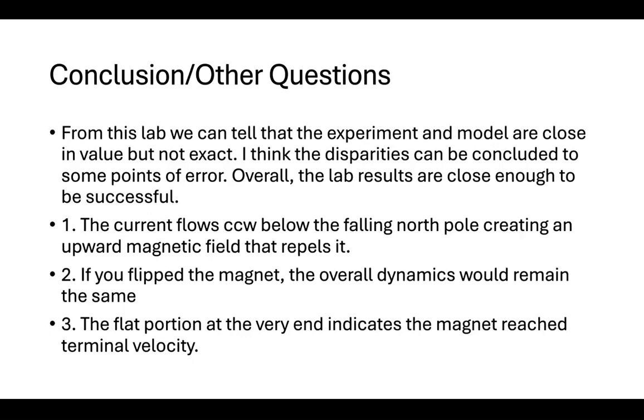To answer the questions, I said the current flows counterclockwise below the falling North Pole, creating an upward magnetic field that repels it. For the second one, I answered if you flip the magnet, the overall dynamics would remain the same. And then the flat portion at the very end indicates the magnet reached terminal velocity.